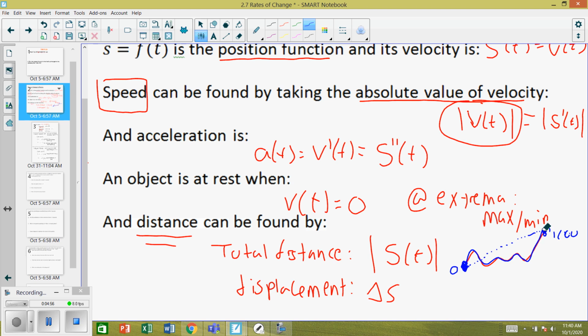Now, the total distance is all that moving around, going forward and backwards until we're finally there. So total distance will always be greater than your displacement, because of all that back and forth that we're having to do. And we'll show an example mathematically of that in a little bit.